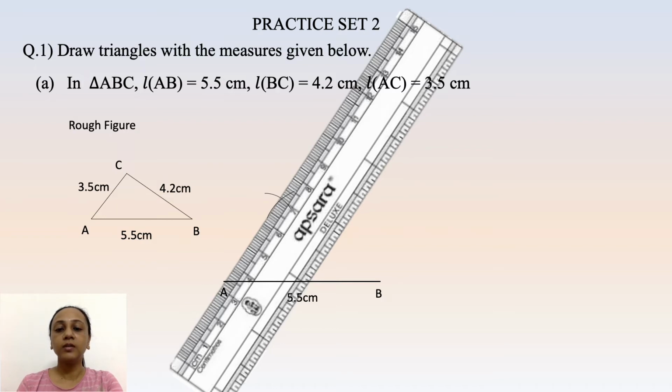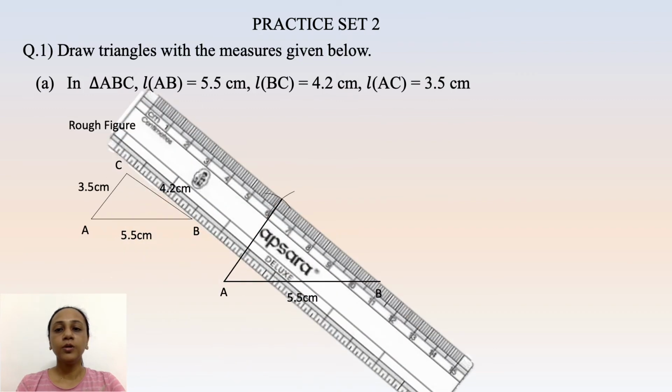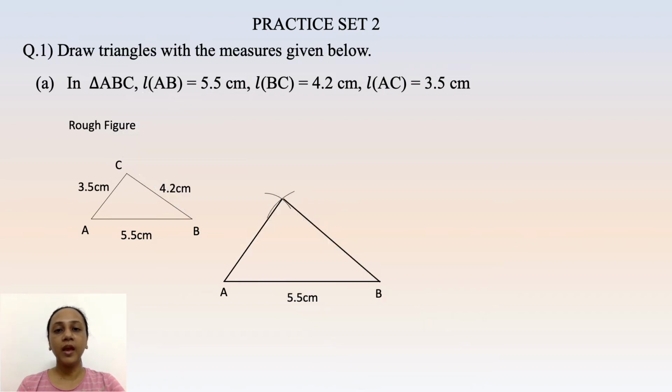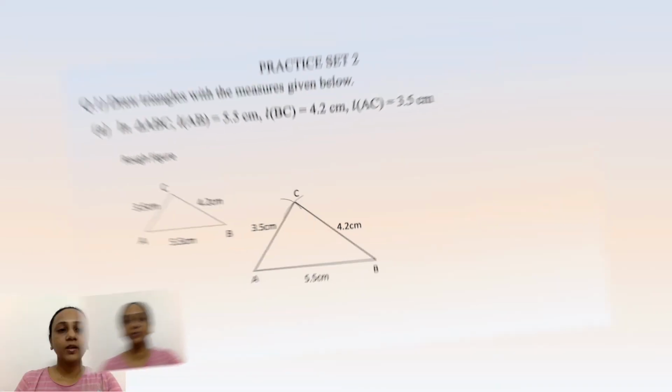Now draw segment AC by joining two points A and C. Now draw segment BC by joining two points B and C. In this way, triangle ABC with given measurement is ready.